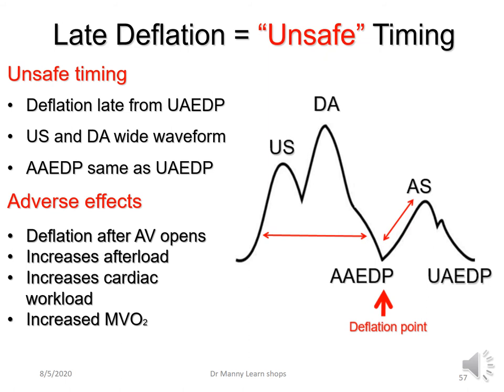Then you've got late deflation, and this is unsafe, because if you're deflating the balloon late, you're actually making it harder for the left ventricle to empty. You're actually increasing afterload. So this is unsafe timing, because deflation is late from the unassisted aortic end diastolic pressure. The unassisted systole and the diastolic augmentation, look at the waveform, it's really wide. It's recognizable. And the assisted aortic end diastolic pressure is basically the same as the unassisted aortic end diastolic pressure, which means you haven't really done anything. There's been no afterload reduction.